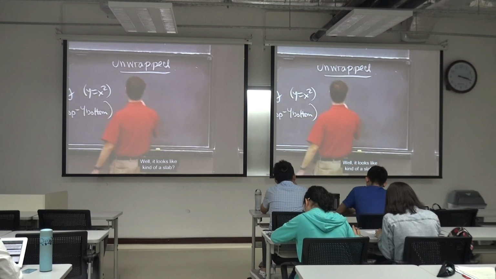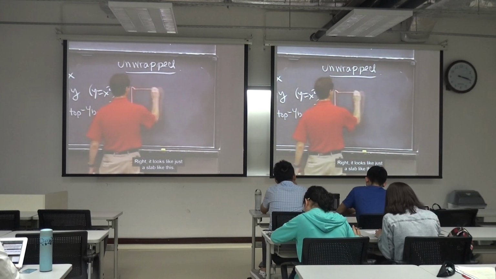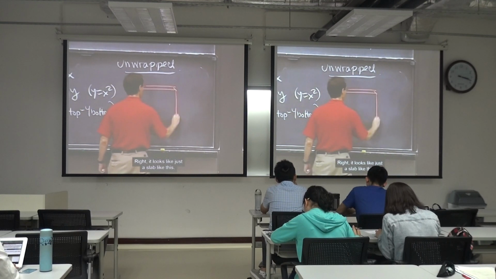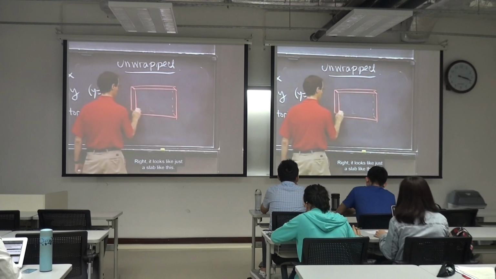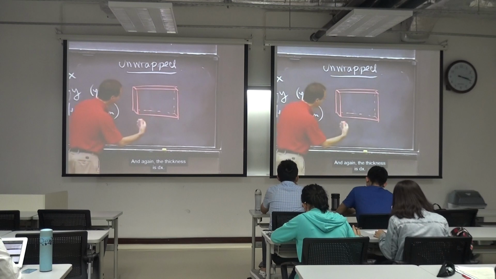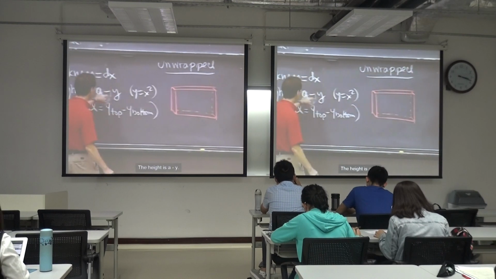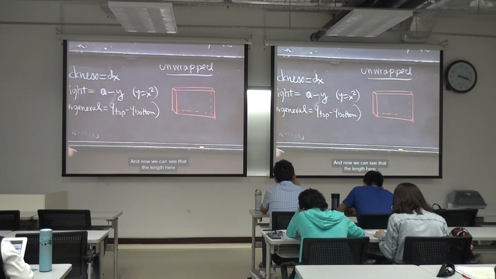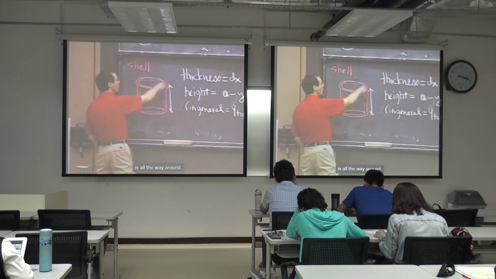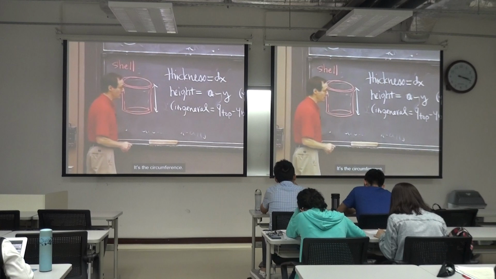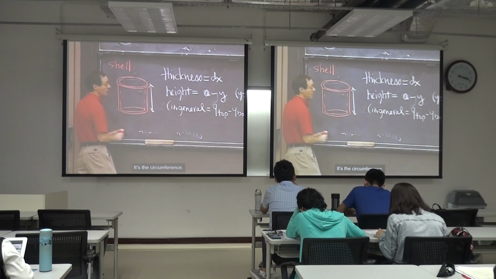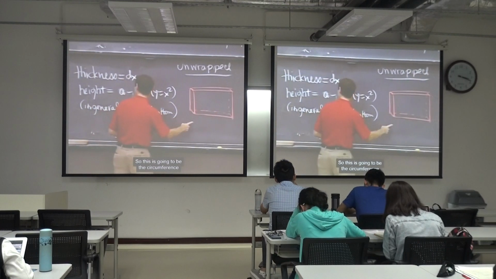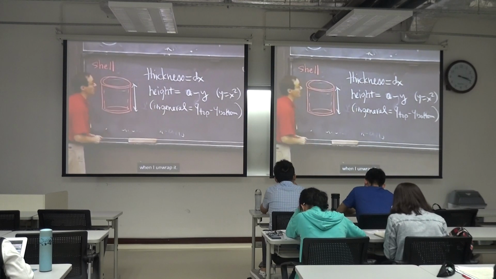Well, it looks like kind of a slab, right? It looks like just a slab like this. And again, the thickness is dx, the height is a minus y, and now we can see that the length here is all the way around. It's the circumference, all right? So this is going to be the circumference when I unwrap it.